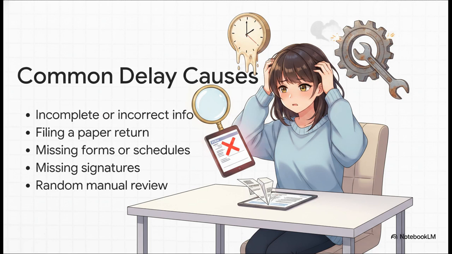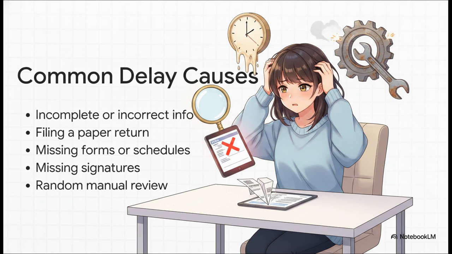Besides offsets, there are a few other really common hiccups that can slow down your refund. You'd be shocked by how often a simple typo in a Social Security number instantly halts the whole process. Filing a paper return obviously causes delays too, just like forgetting to include necessary schedules like the Ohio Schedule of Adjustments. And sometimes people literally just forget to sign the paper return. We've all made mistakes, but that signature is absolutely crucial.